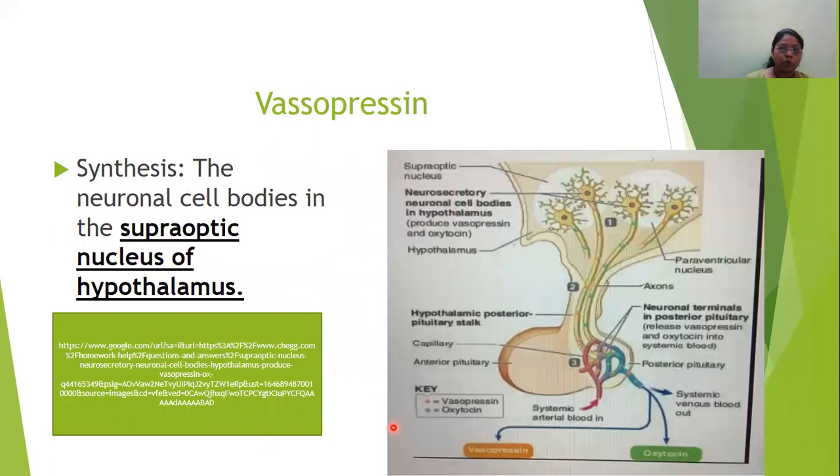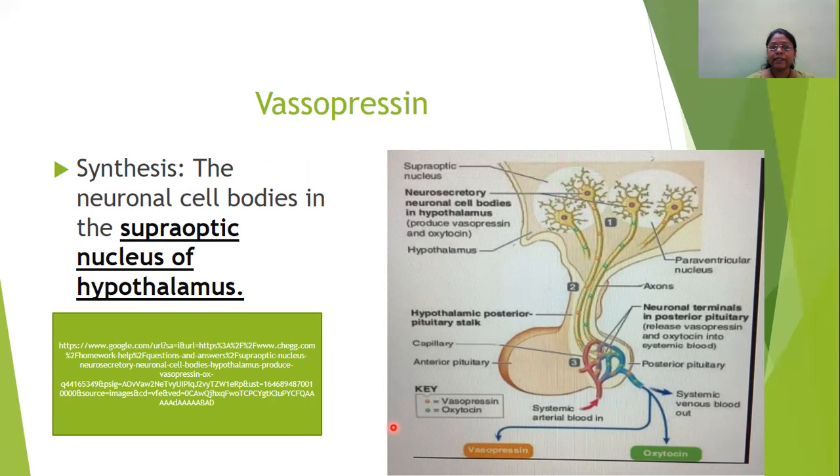Then the next hormone is vasopressin. This vasopressin is also called as the ADH, that is antidiuretic hormone. So antidiuretic hormone, its name is suggesting its function.